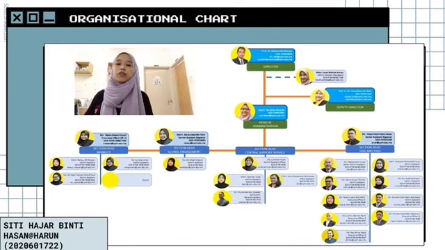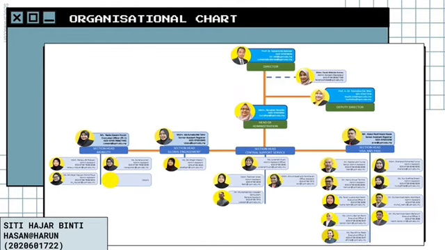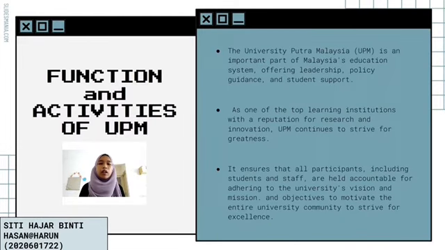Here is the organizational chart of UPM. Function and activities of UPM.